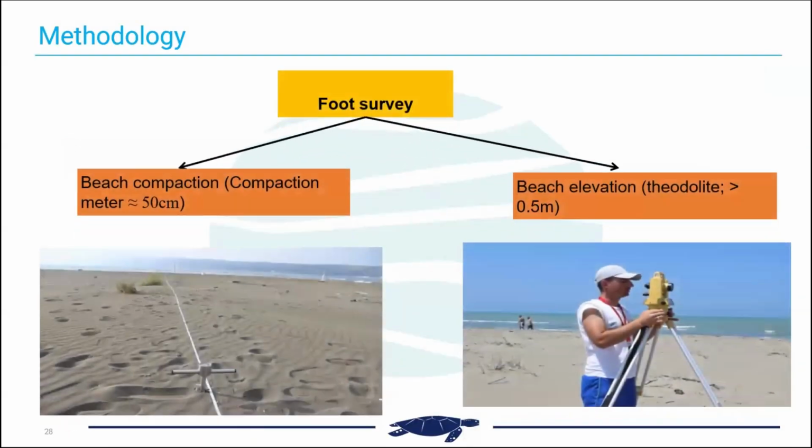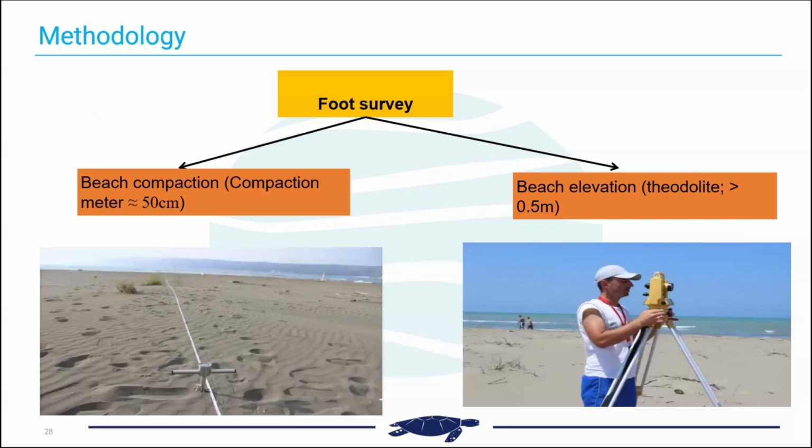So we were using two main methodologies of beach survey, doing transects from the sea level to the vegetation line, and measuring first the parameter of compaction through a compaction method, because the substrate is very important for the marine turtle to lay the eggs. They have to dig, so it needs to be soft.